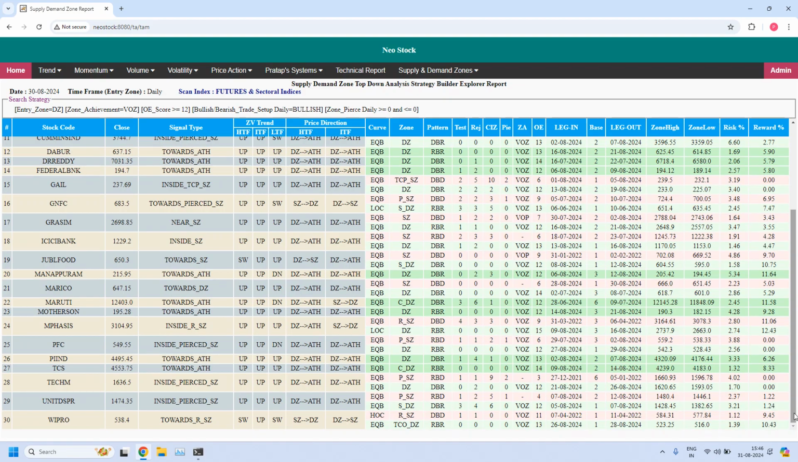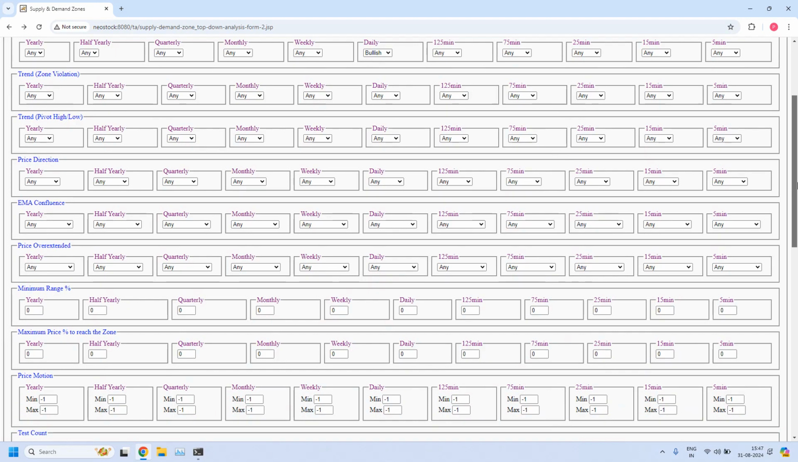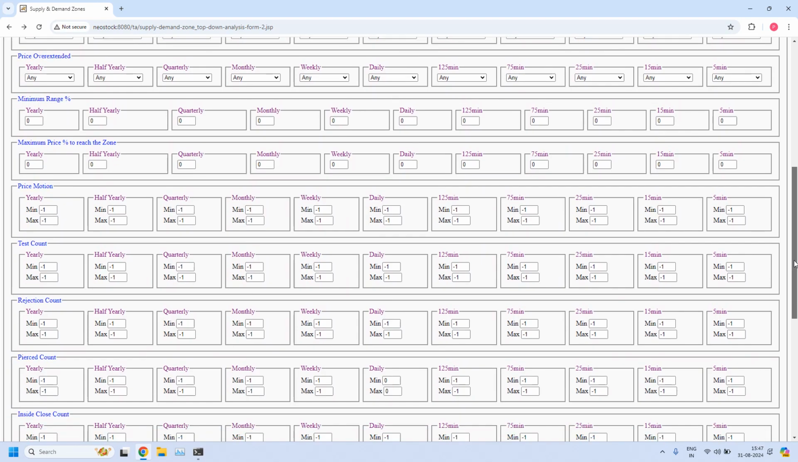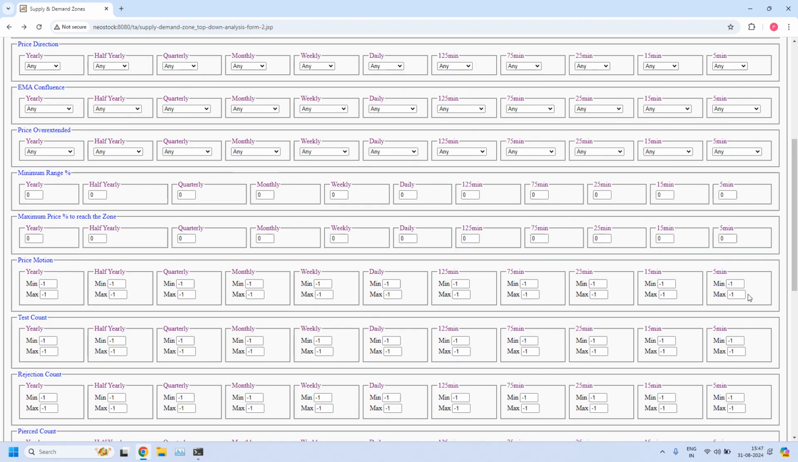monthly and daily. Daily is the entry time frame. So daily and weekly Zone Confluence, that is LTF and ITF Zone Confluence. These are the demand zones. Bullish trades up, we trade in demand zone. So in the demand zone confluence, I am adding the filter daily demand zone with weekly demand zone. Enable the filter. That means LTF zone and ITF zone confluence.